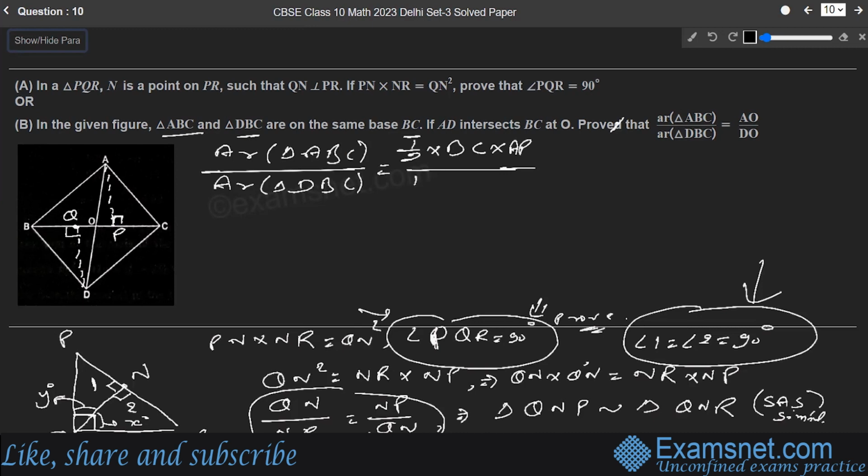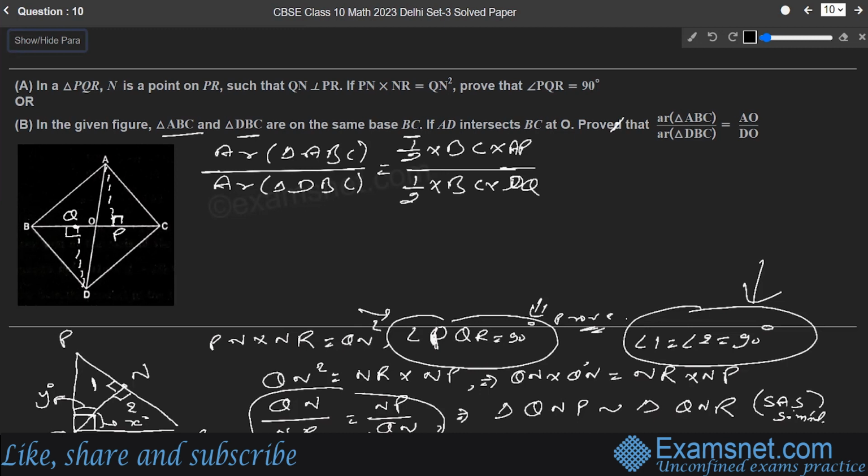Similarly, area of triangle DBC is going to be half of base into height again. The base of triangle DBC is also BC, and the height is the perpendicular that we immediately drew, that was DM, that was DQ rather. We have drawn it as DQ because the Q point was not there. So let us draw it as DQ.